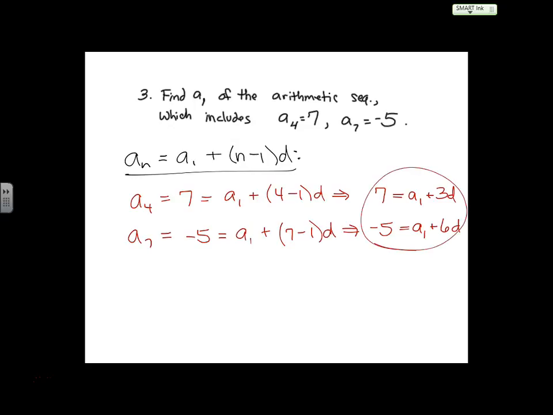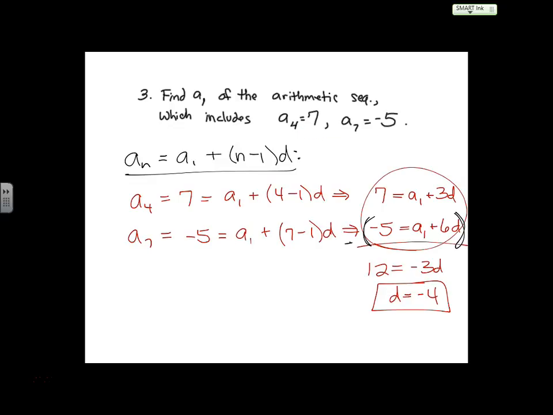D is negative 4. Yeah, if you use elimination, you would subtract the two equations and distribute that negative. 7 minus negative 5 would be 12. A1 minus A1 cancels out, and I have 3d minus 6d would be negative 3d, right? So d is equal to negative 4. Which makes sense, isn't it going down somehow? That had to go down.